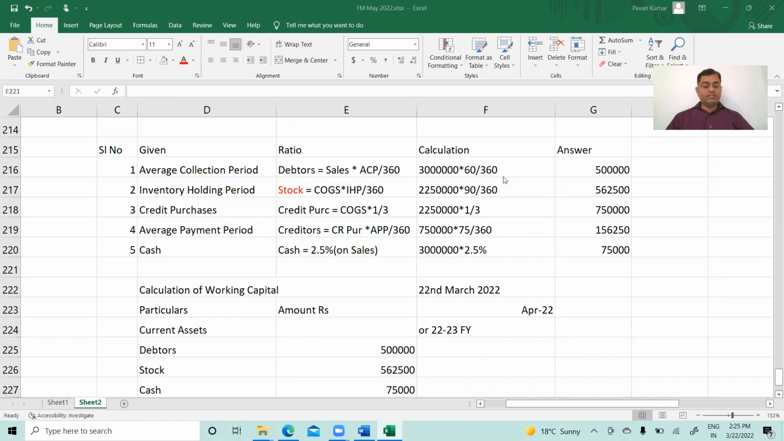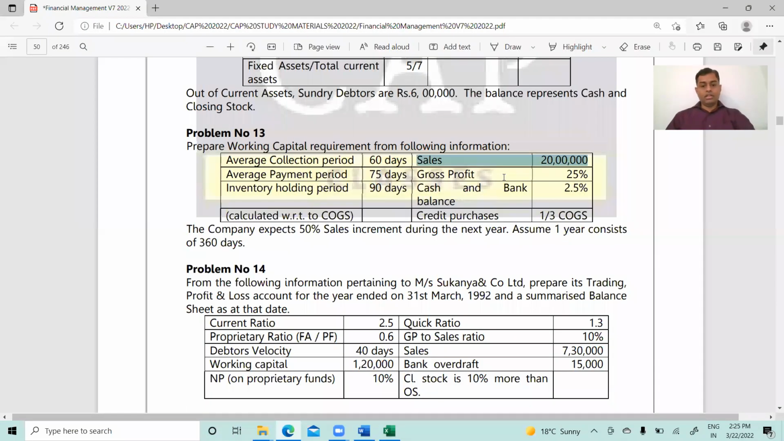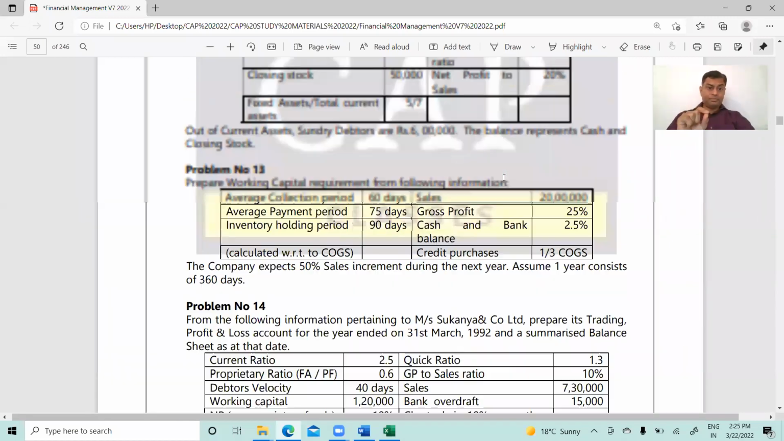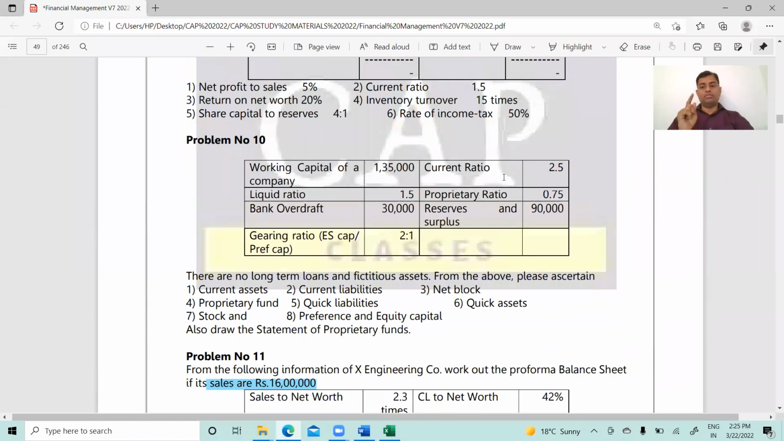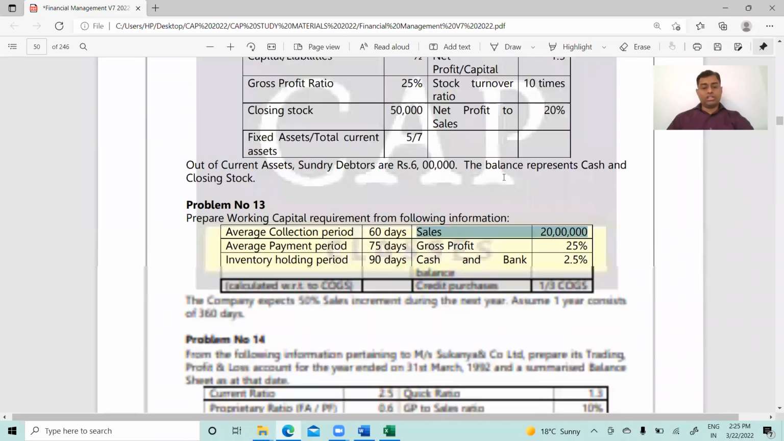Before the break, we have seen problem number 13. Problem number 14 and problem number 10 are the same model. We'll come back to this a little later.